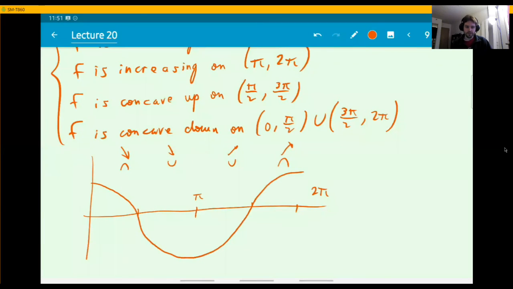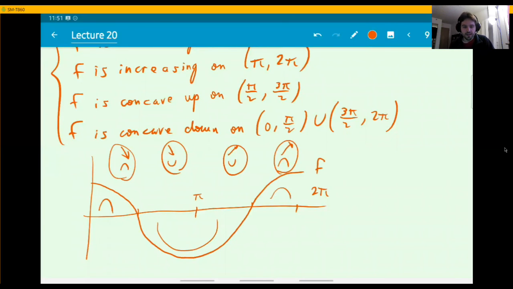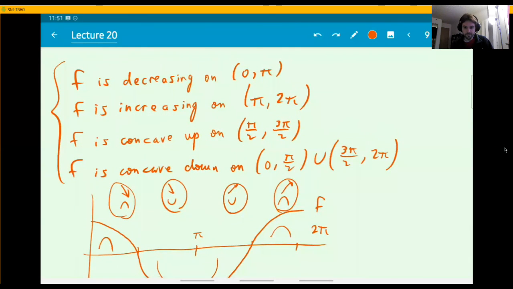Right, this is cosine of x, which is the f function. You can see that it's doing exactly what our prescription said. This is a frown right here, then it's a smile, then a frown again. And similarly for decreasing, increasing. All right, so enough of this example. The answer was up here, these 4 lines.